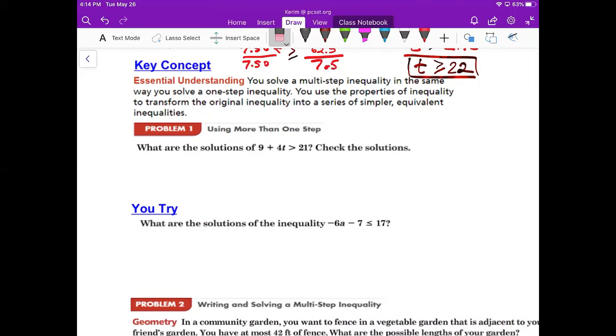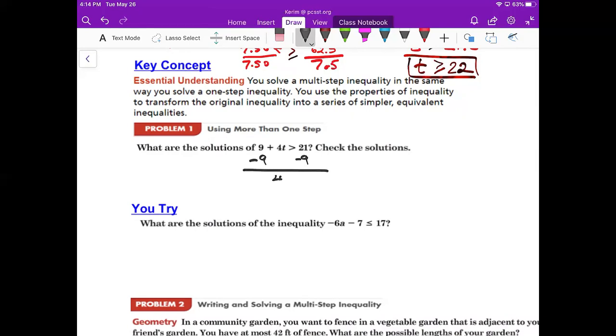So let's get the first example, problem 1, using more than one step. What are the solutions of 9 plus 4t greater than 21? Check your solution. So let's do that. First of all, I have 9 plus 4t, with an extra 9 added to the 4t, so I need to get rid of that 9 first. Subtract 9 from both sides.